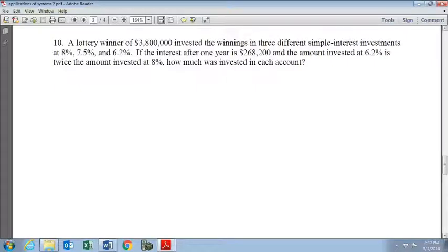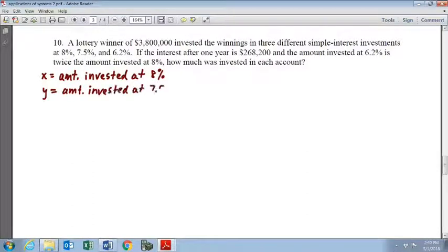So X, Y, and Z are going to be the amounts invested at either 8%, 7.5%, or 6.2%. So we'll say X is the amount invested at 8%, Y is the amount invested at 7.5%, and Z is the amount invested at 6.2%.